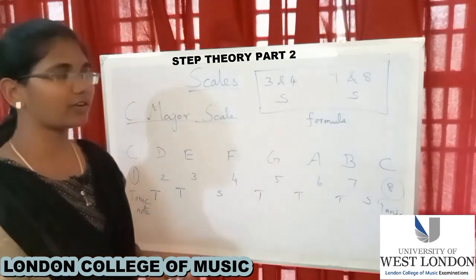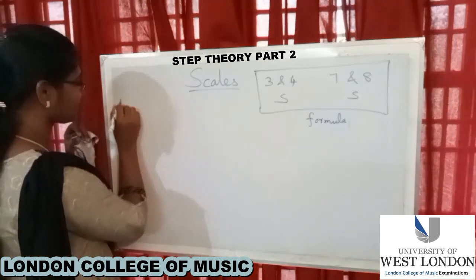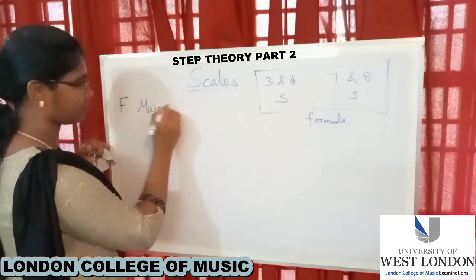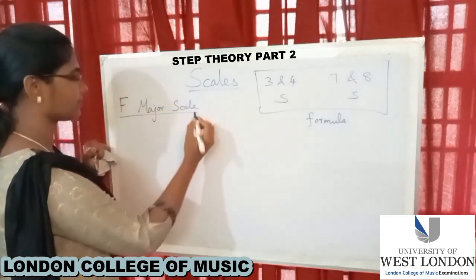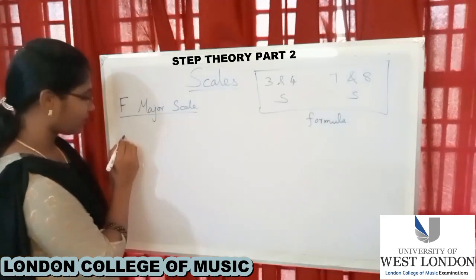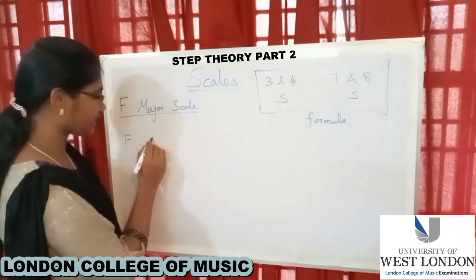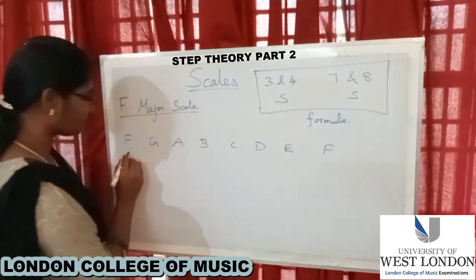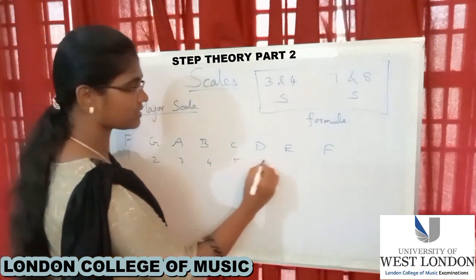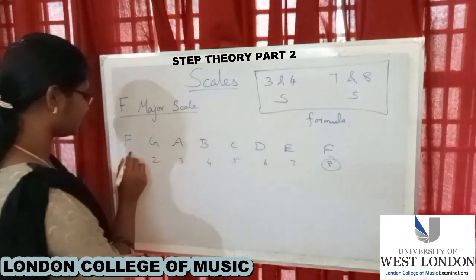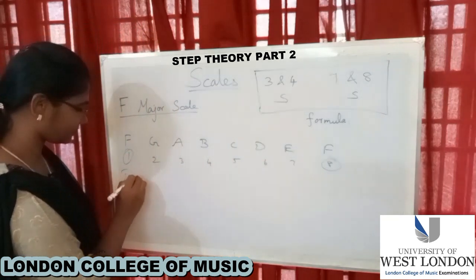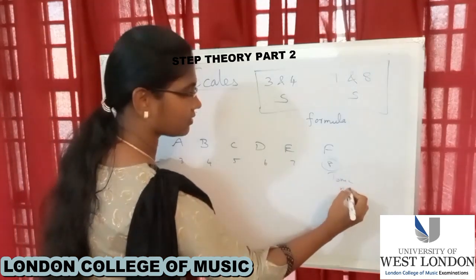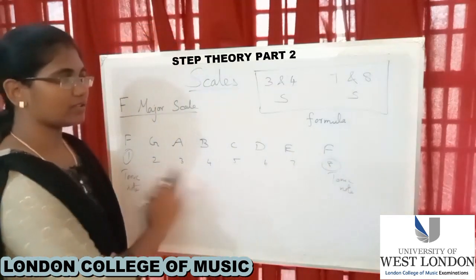Now you are going to write the F major scale. Put a pause button and write. Write from F to the next octave F: F, G, A, B, C, D, E, F. Put the numbers 1, 2, 3, 4, 5, 6, 7 and 8. Circle the tonic note and write it as tonic note. Here also write the tonic note. Now these are the basic steps.